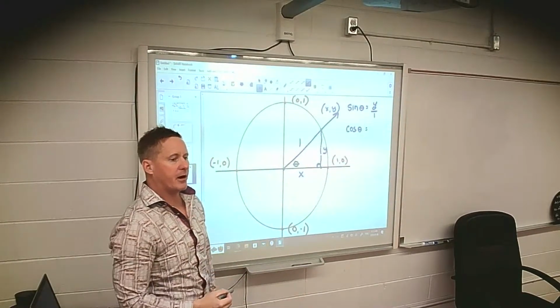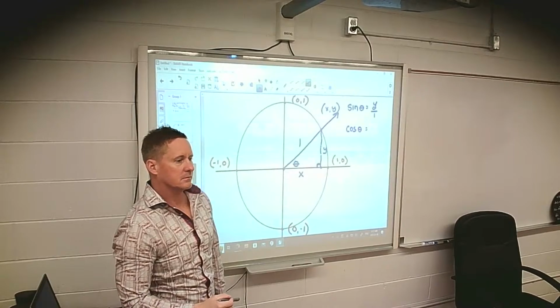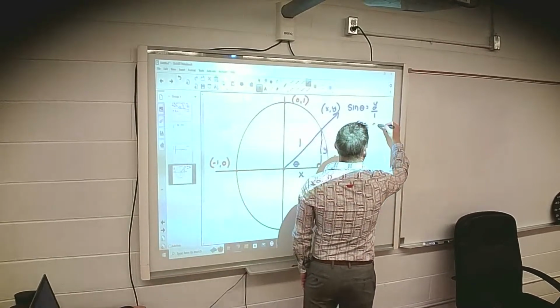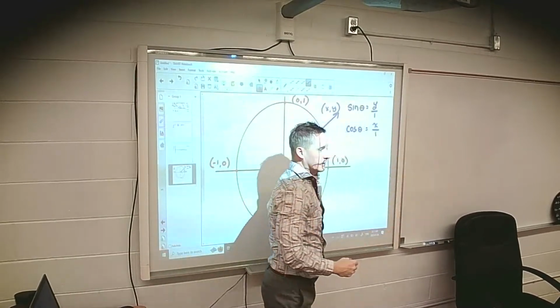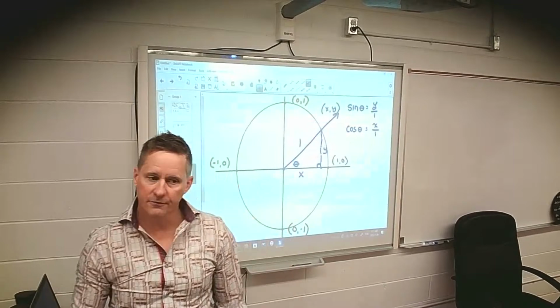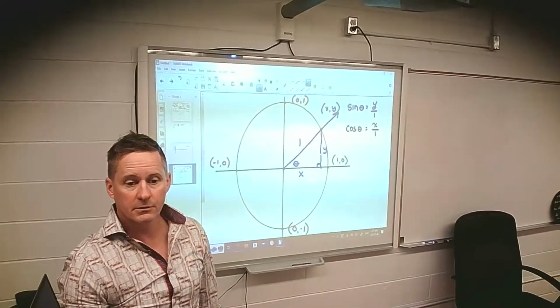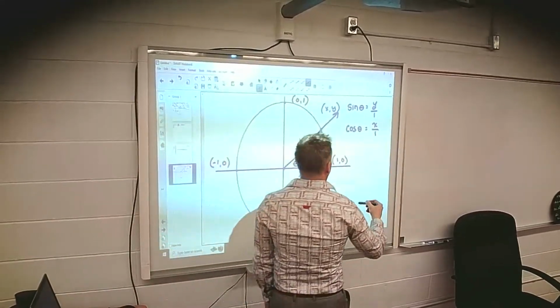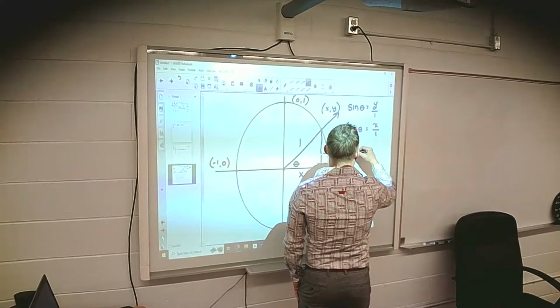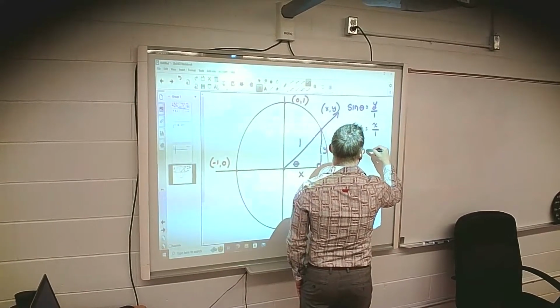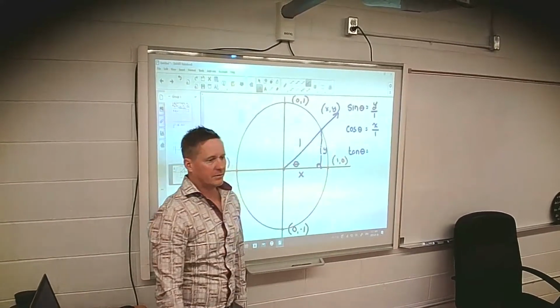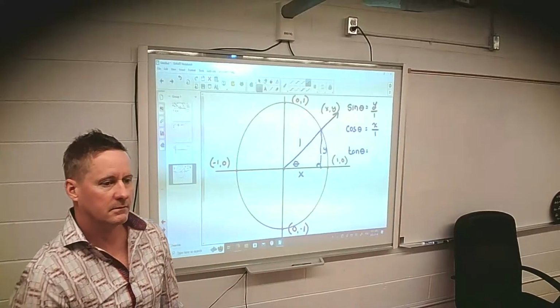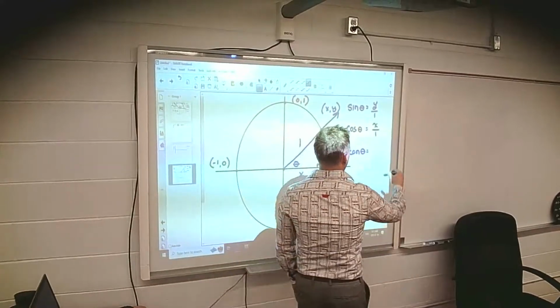Adjacent over hypotenuse. Simple, right? Good so far? Just using right angle trig. If I wanted to know tan x or tan theta, what would tan theta be? Y over x. Right on.